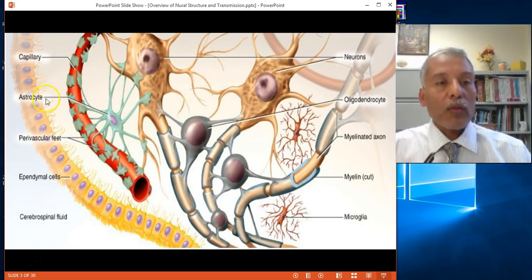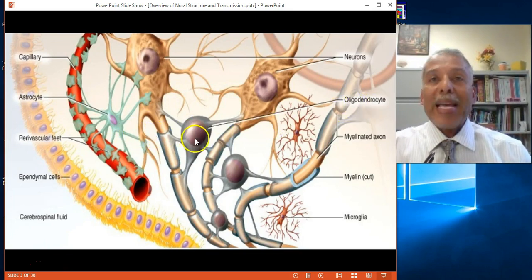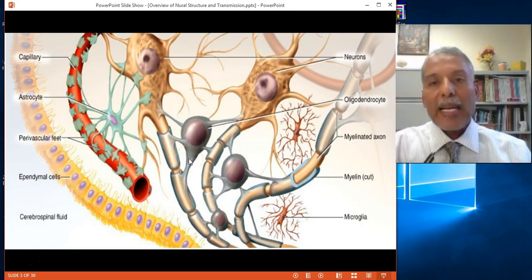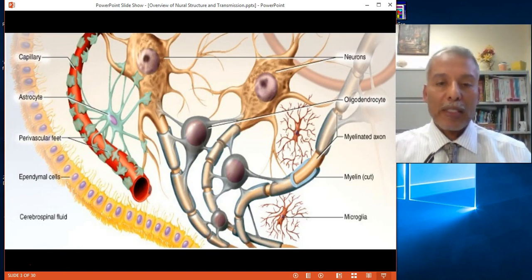So this is one kind of glial cell. And again, the oligodendrocyte makes the myelin sheath or segments of cells inside of the brain and the spinal cord, inside of the central nervous system.